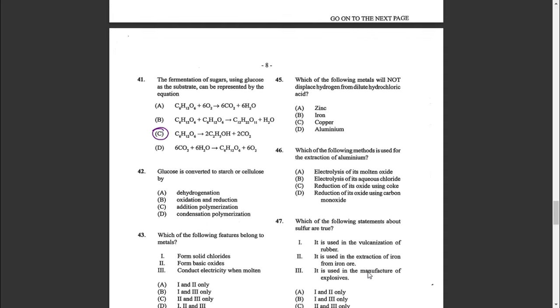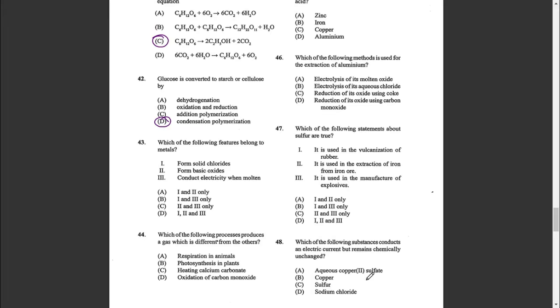So glucose is the monomer and starch is the polymer, and there are two types of polymerization: addition polymerization and condensation polymerization. Addition polymerization is due to the alkenes, right? Anything other than the alkene will undergo condensation polymerization. So D is the answer there.